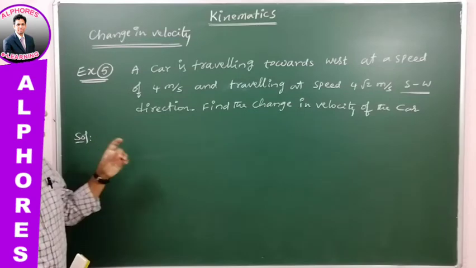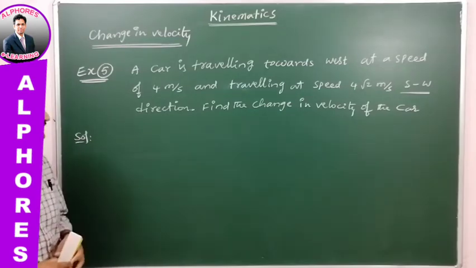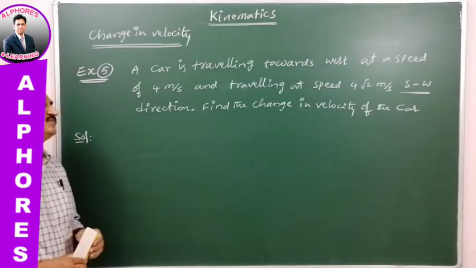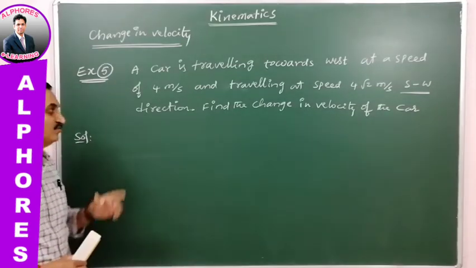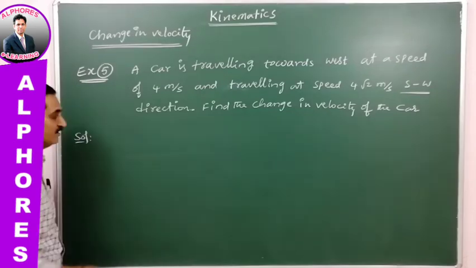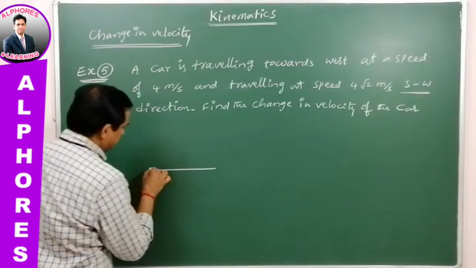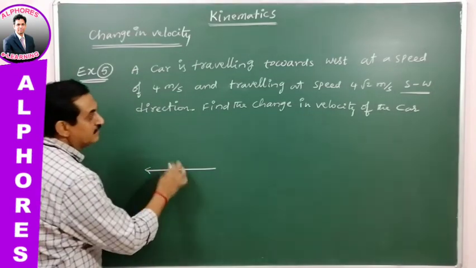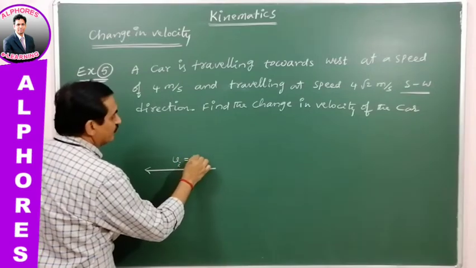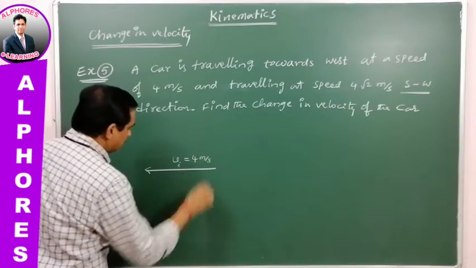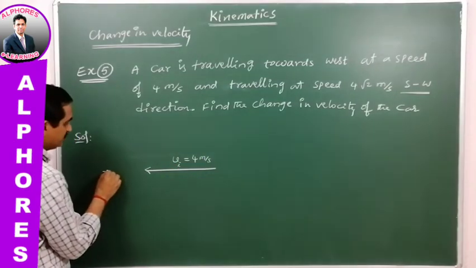Once again, a car is traveling towards west at a speed of 4 meters per second and traveling at a speed of 4√2 meters per second southwest direction. Find the change in velocity of the car. Here, first of all, it is moving towards west. This is initial velocity. V initial is equal to 4 meters per second.